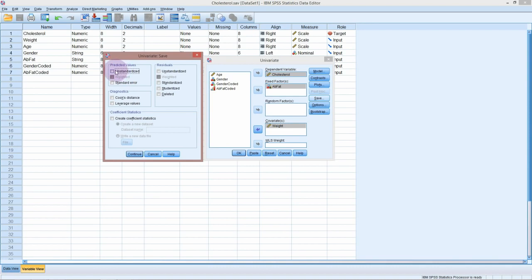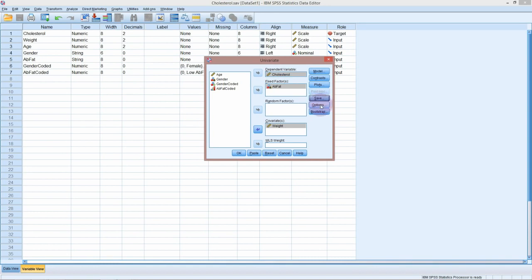So it's probably easiest if you choose your unstandardized predicted values. So this is the value of cholesterol we would predict for each person based on their weight and level of abdominal fat. Now this is not going to be a perfect prediction because our model is not going to be perfect. So there will be a little bit of error in every prediction, and these things left over are the residuals. And we're going to look at the standardized residuals, and this kind of just puts everything on the same scale so it's easier to look at. So pick that one there.